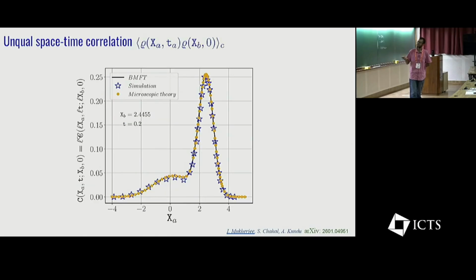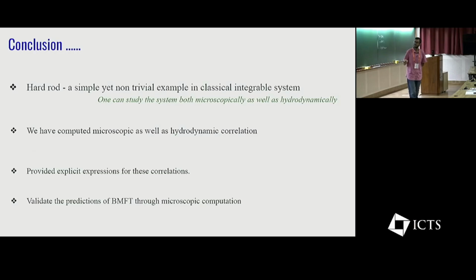In the last, we have also computed this unequal space-time correlation. That part I'm not going into details. We have the exact expression using BMFT. But here we present the comparison between the BMFT, the simulation, and the microscopic theory, and we see that all are in good agreement. So this analytical comparison provides a validation of the theoretical assumption that one has assumed for the hydrodynamic field theory. This is the conclusion of my presentation today, and thank you.